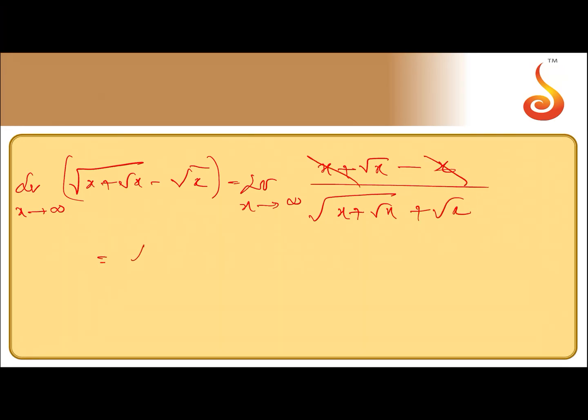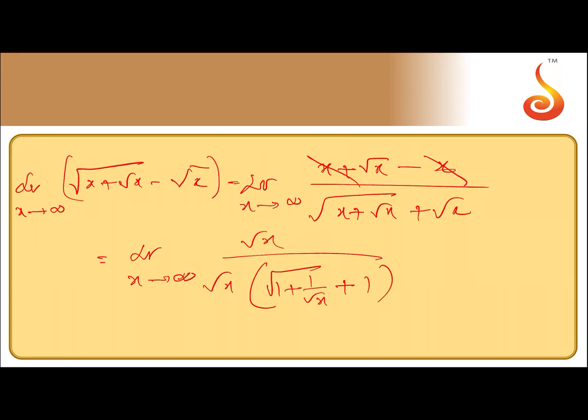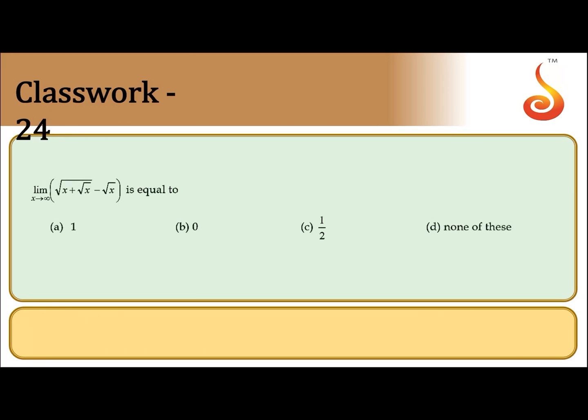I think these two get cancelled, and now take common root x. As x tends to infinity, root x by root x common, when you take out, the square root of 1 plus 1 by root x, plus 1. As x tends to infinity, 1 by infinity goes to 0. These two get cancelled. That is equal to 1 divided by root of 1 plus 0, plus 1. So the answer is equal to 1 by 2. The answer is 1 by 2.